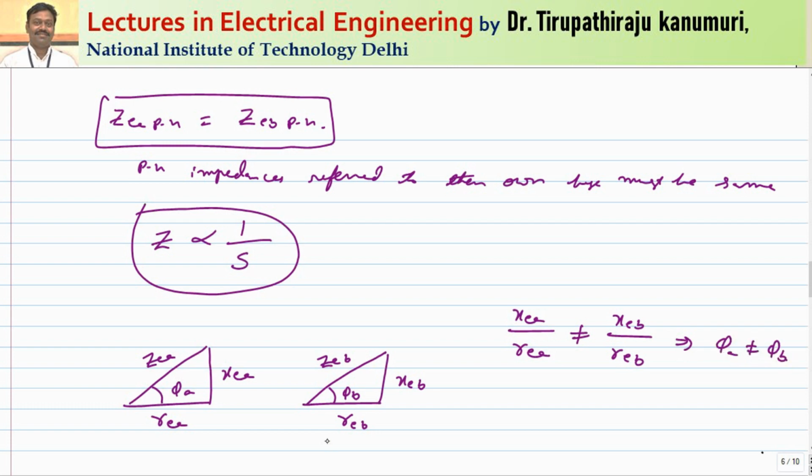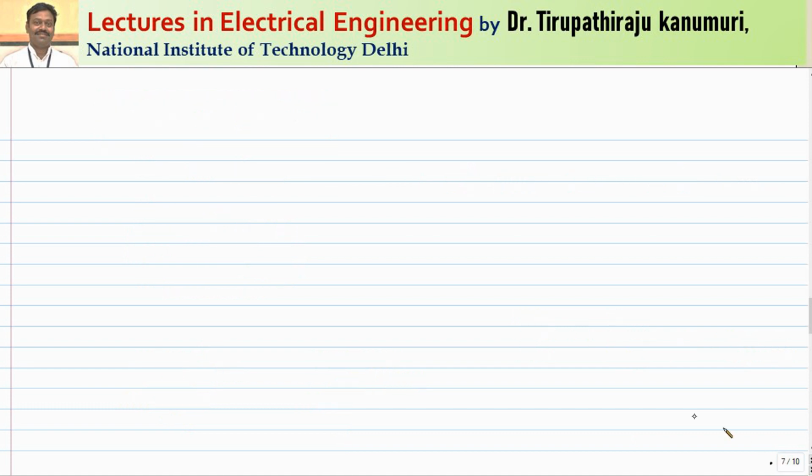You agree with me? So now let us take for example that XEA divided by REA is less than XEB divided by REB. So what is the meaning of this? The value of phi A is less than phi B.